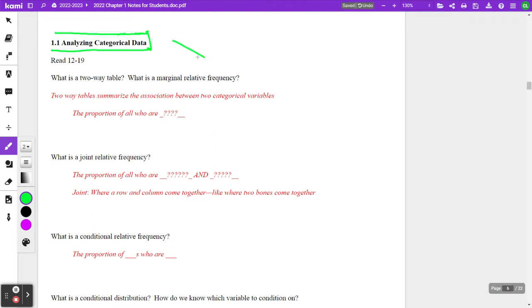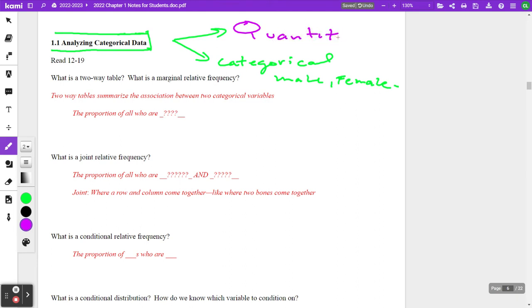We have two types. We have categorical variable, which is what we're going to talk about right here. It's got nouns with it like male, female, those types of things. Or we have what we consider quantitative, and those are just numbers and stuff. When you display categorical data and quantitative data, they're displayed differently.